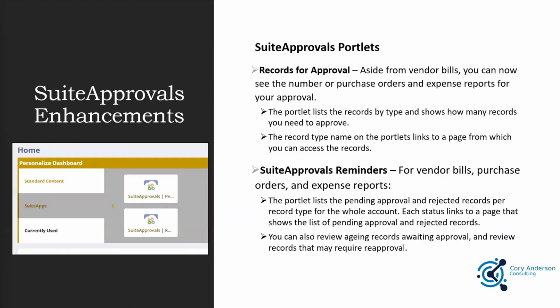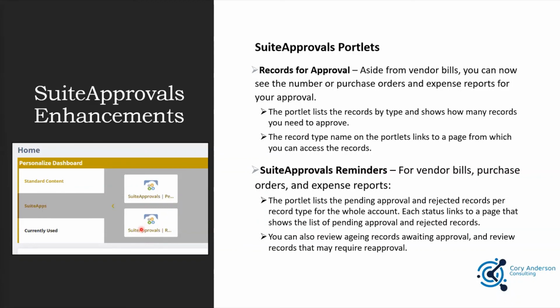The next thing is the Suite Approvals portlets, which I think is pretty cool. If you look on the left-hand side, you go to your home page and click on Personalize, and then this standard content is where it'll show things like saved searches and KPIs that you can add to your dashboard. You have to click on the Suite Apps section, and then you'll see these two portlets, and you can add these portlets to your dashboard.